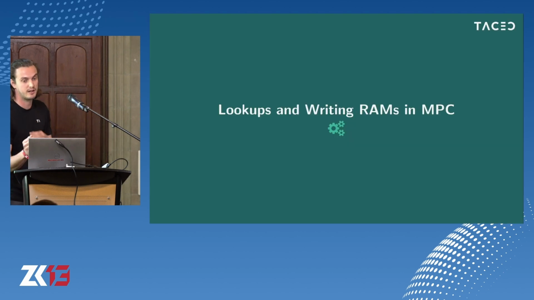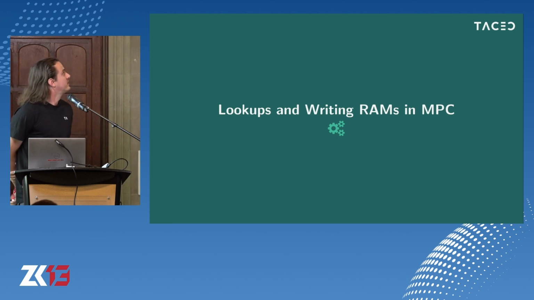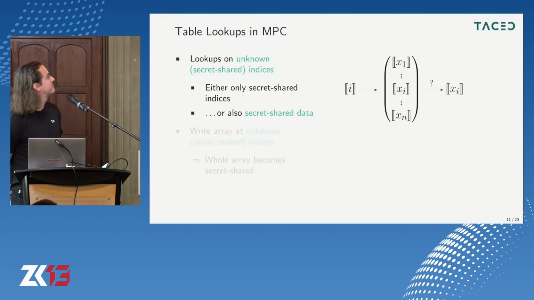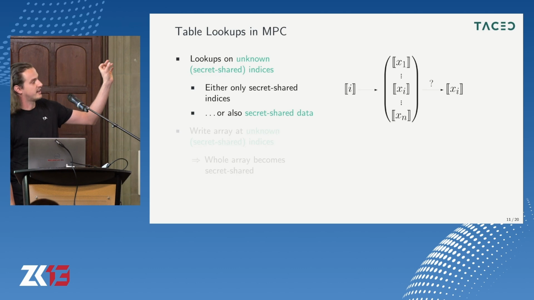Now we come to the part about what MPC lookups are and how they can be done, and also about writing RAM operations. So these are the two main operations we are concerned about. The first one is lookups on shared indices. We have some array and indices given, which are possibly secret shared values. And for index i, we want to look up the ith value in this array and get the secret share of x_i out of it.